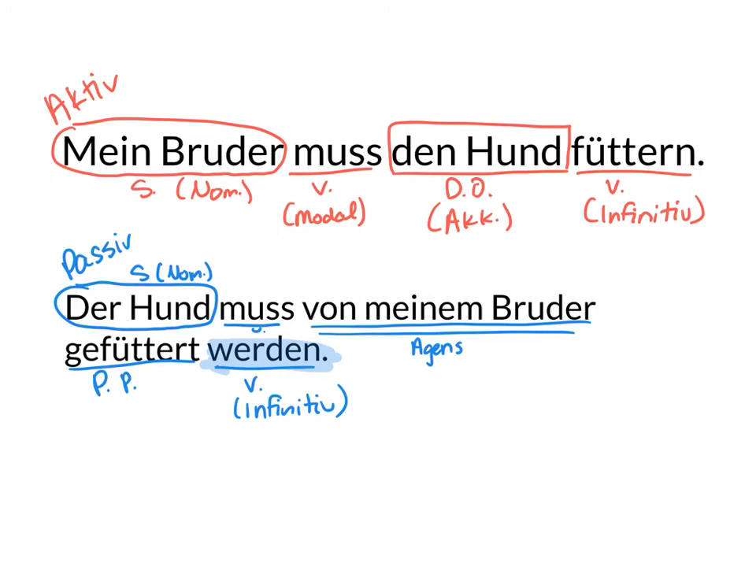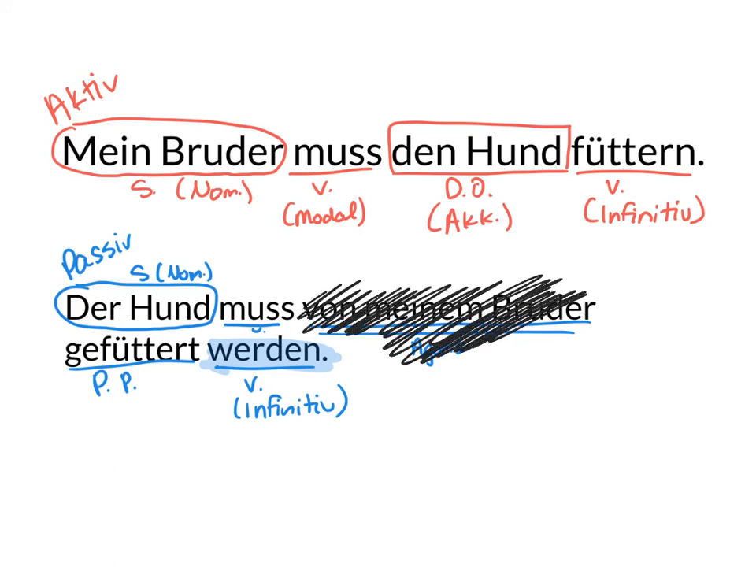Now let's say that the dog still has to be fed, obviously, because we don't want the dog to die. But it doesn't matter who feeds him, because maybe everybody in the family helps and it's not just your brother. Then we can take out the agent completely. Der Hund muss gefüttert werden. The dog must be fed. That's a good sentence for all of the dogs watching this video.